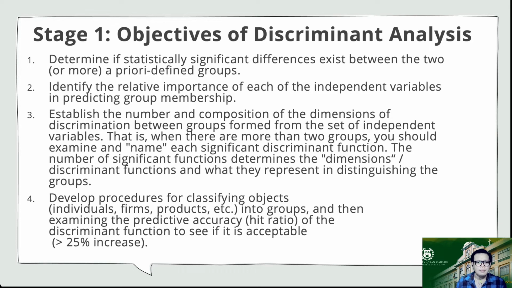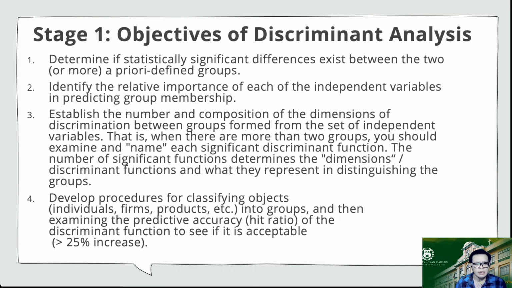Third is we establish the number and composition of the dimensions of discrimination between groups formed from the set of independent variables. That is when there are more than two groups. So you should examine and name each significant discriminant function, the number of significant functions, which determines, in terms of dimension, what they represent in distinguishing the groups. And of course, we need to develop procedures for classifying objects.